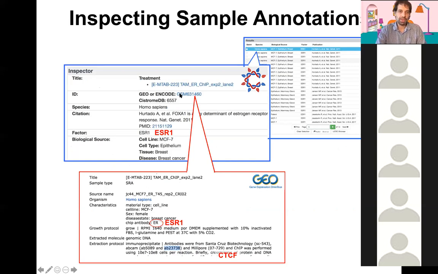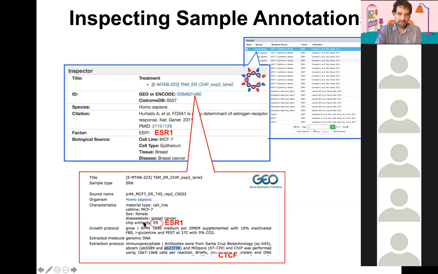So one example of this is, if you find estrogen receptor in your list, you can click on the bar, and then below this window, this inspector window will show up. You just might need to scroll down. So the inspector window will show you the title of the sample in GEO, and also give you a GEO ID, which you can click on.